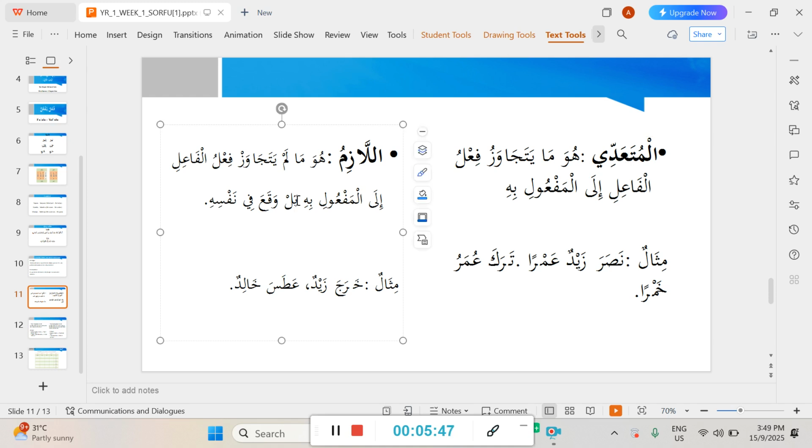And this is the opposite of this one. That is, it is a verb whose action does not pass from the doer to an object, but rather remains with the doer. So here we don't need any object. And even if we need an object, we will need to use a preposition before the verb can be transited or passed to the object. So the examples here are: kharaja Zaid, Zaid went out. Atasa Khalid, Khalid sneezed.